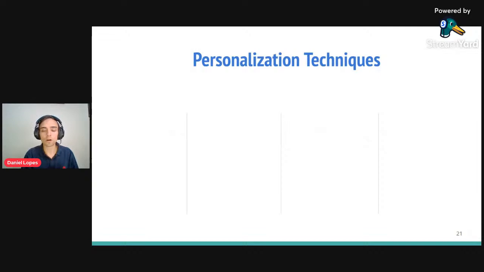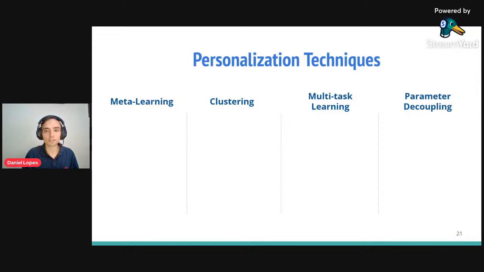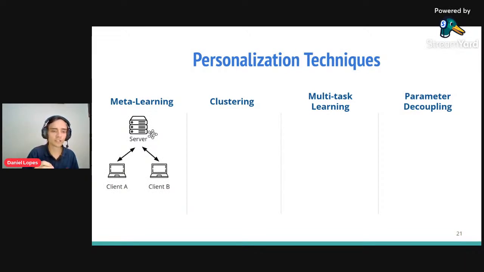In the literature, there were several techniques mentioned to personalize the global model to the clients. We'll only enumerate a few of them. So we have meta-learning, clustering, multitask learning, and parameter decoupling. Now, looking at each one of them in a simplified manner, for meta-learning, the objective is no longer to create a model which works best for every client, but to create an initialization model called the meta model, which can be easily updated to perform well on each one of the clients. And this update consists of a few rounds of fine-tuning.